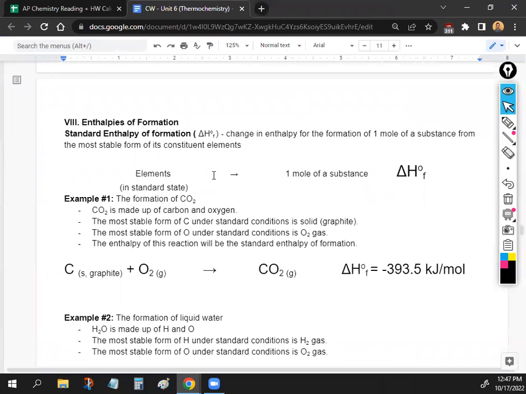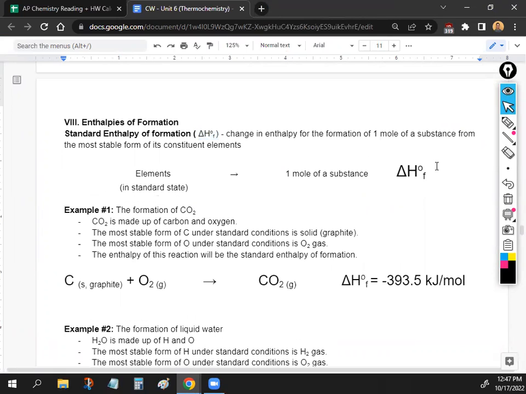So standard enthalpy of formation, this is the symbol right here, delta H, with a degree symbol and F as a subscript. Basically, it's the change in enthalpy that's needed for the formation of 1 mole of a substance from its most stable form of its constituent elements. So kind of a long definition, but an easy way I like to think of it is when you have elements in their standard state. Standard state is just basically how they're usually found in nature. When they react to form 1 mole of a substance, the change in enthalpy is called the standard enthalpy of formation.